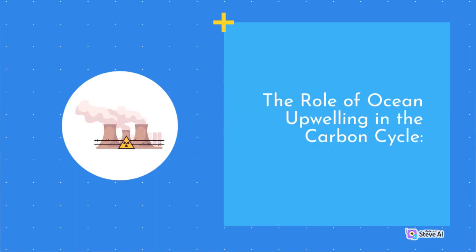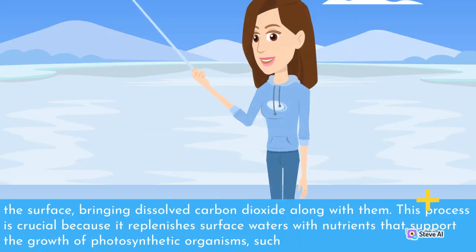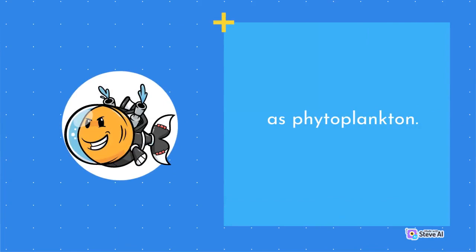The role of ocean upwelling in the carbon cycle. In addition to the solubility and biological pumps, another important mechanism that affects atmospheric CO2 levels is ocean upwelling. Ocean upwelling occurs when deep, nutrient-rich waters rise to the surface, bringing dissolved carbon dioxide along with them. This process is crucial because it replenishes surface waters with nutrients that support the growth of photosynthetic organisms, such as phytoplankton.